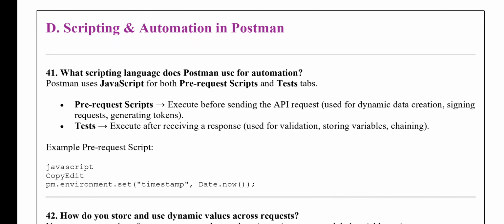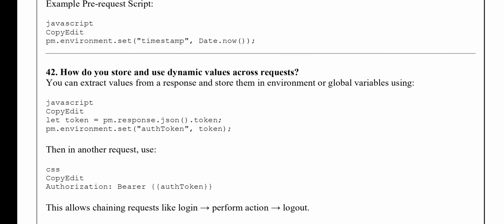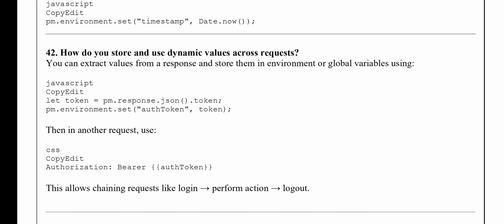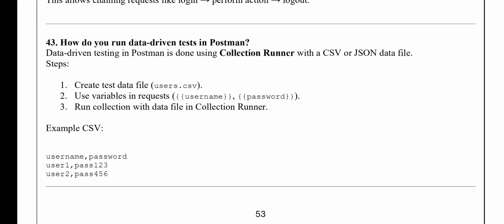And in the next section, we have spoken about scripting and automation in Postman. What scripting language does Postman use for automation? How do you store and use dynamic values across requests? How do you run data-driven tests in Postman?